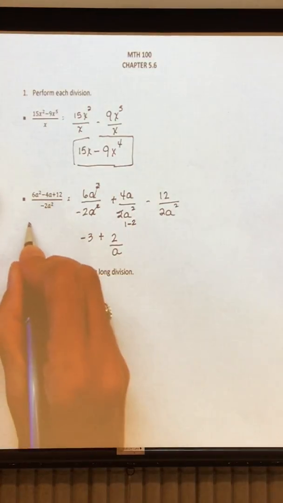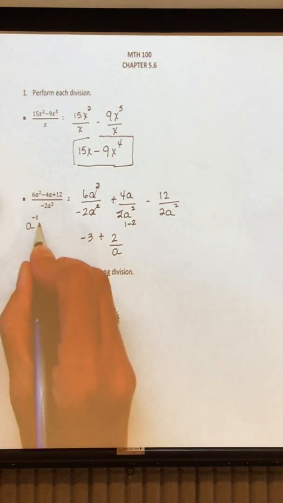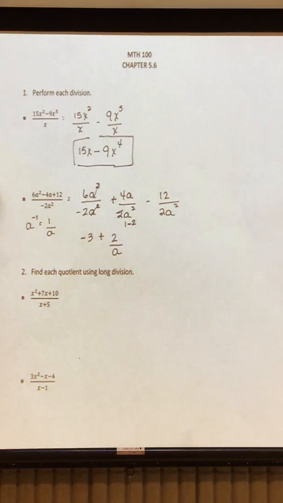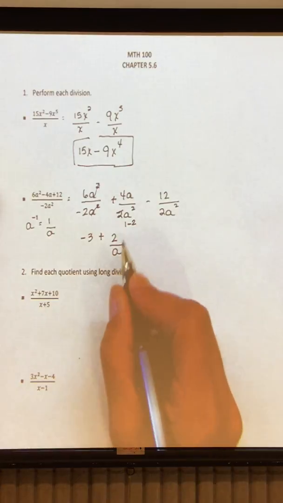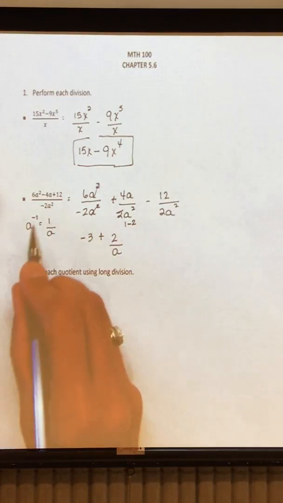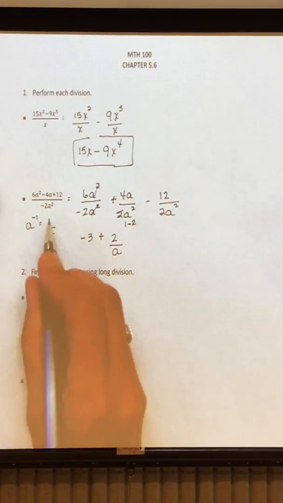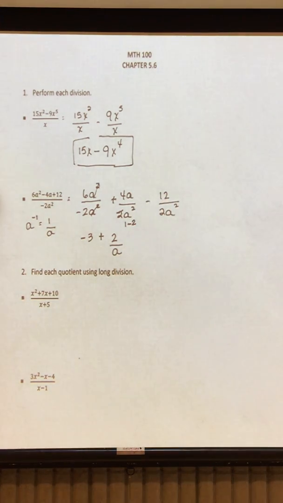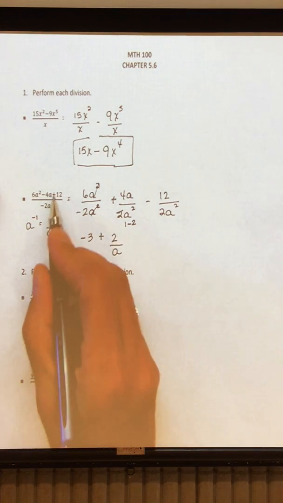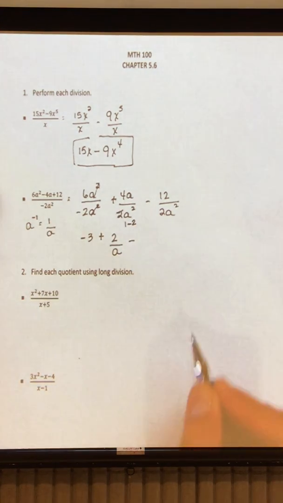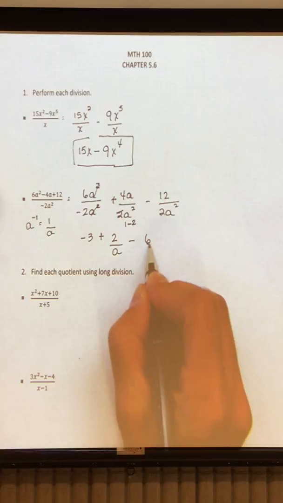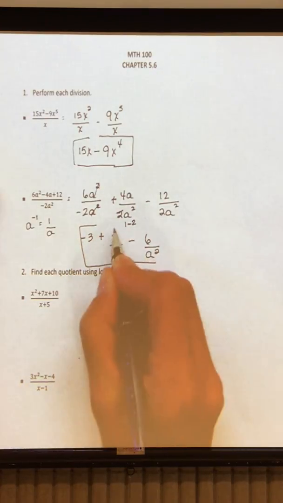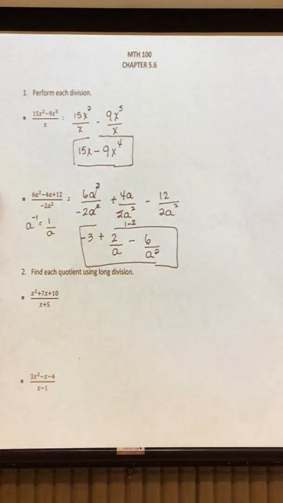Again, let me write this down here. A negative degree becomes positive when you flip it. So that's how come the a is on the bottom, because 1 minus 2 is negative 1. A to the negative 1 is 1 divided by a. And here we have 12 divided by 2a squared. Again, we had a positive divided by negative, which becomes a negative. And we have 6, and we just keep the a squared on the bottom. And this is our final answer.